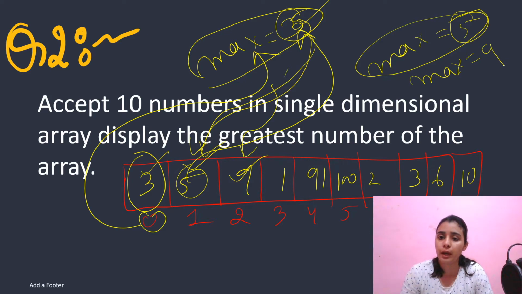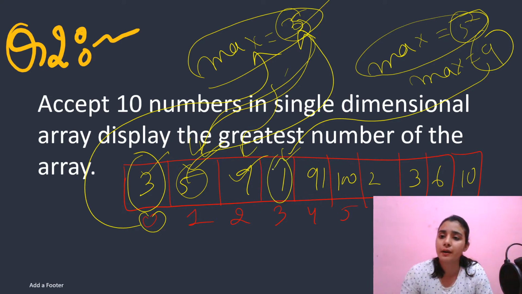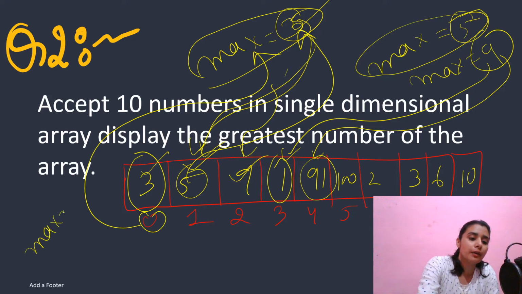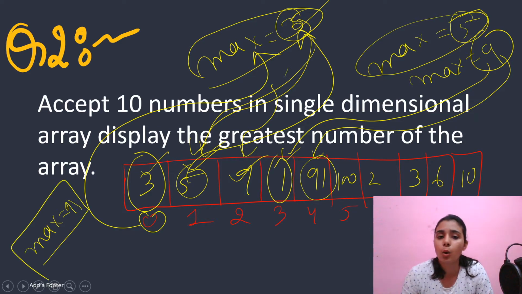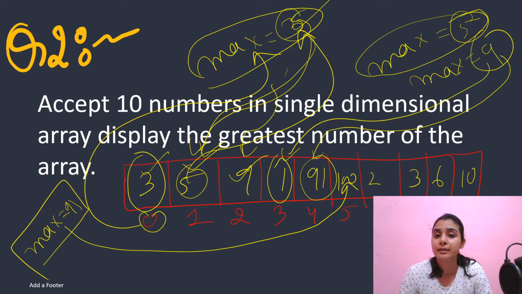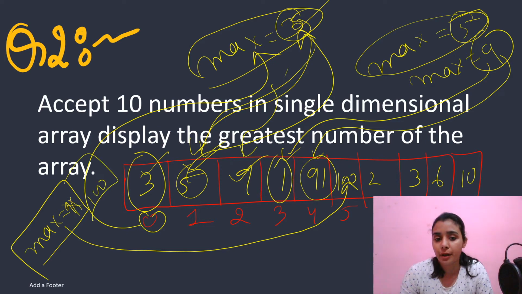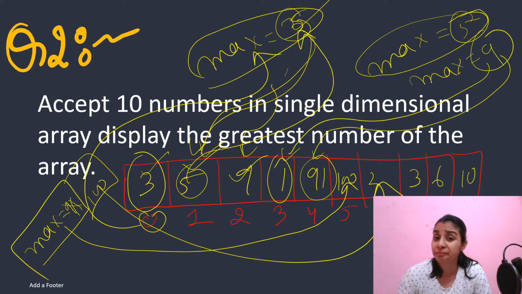Next I will compare this 9 with 1, and check which one is greater. We know that 1 is smaller than 9, so the max value will still be the same, 9. In the next turn I will compare it with 91. As we know, 91 is greater than 9, so my max value will change from 9 to 91. Next I will compare it with 100. As we know, 100 is greater than 91, so my max value will change again, and this time it will be 100.